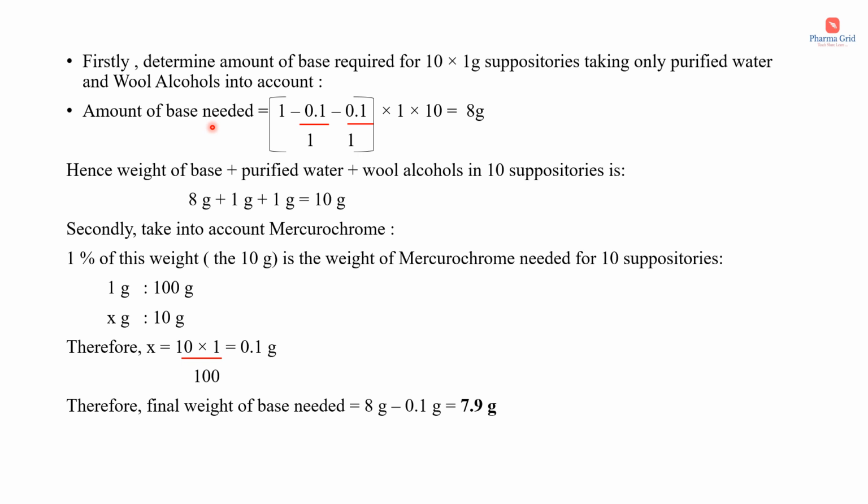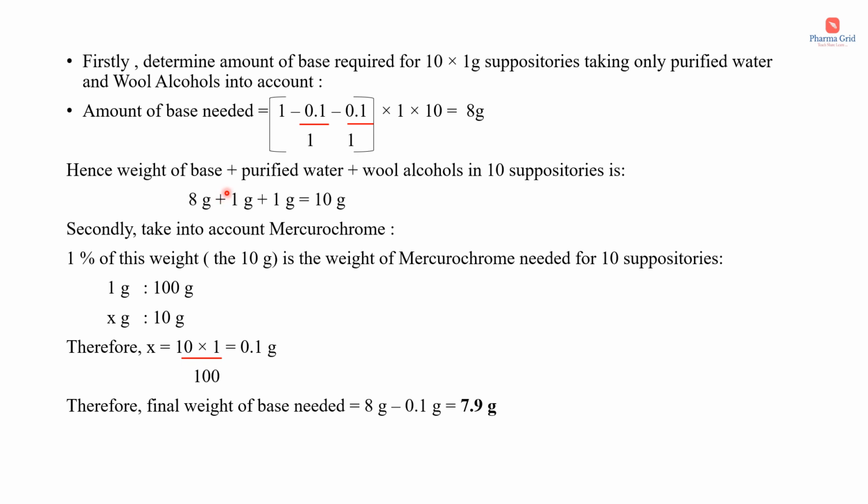For the amount of base required, use the same formula: mold calibration minus drug dose in gram divided by displacement value, all multiplied by base density into the number of suppositories. Here the mold calibration is 1. This is the dose and displacement value of purified water, 0.1 divided by 1, and this is the dose and displacement value of wool alcohol, 0.1 divided by the same. Base density is 1, and we need 10 suppositories, so the number of suppositories is 10. Here we get the value as 8 gram. So 8 gram is the amount of base needed.